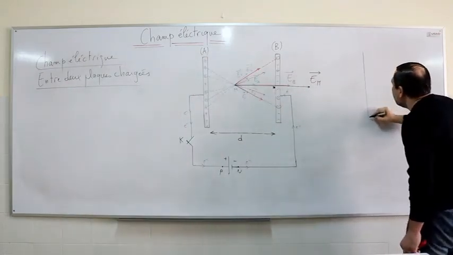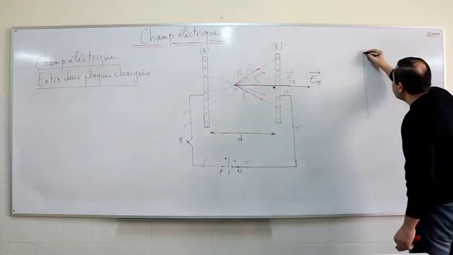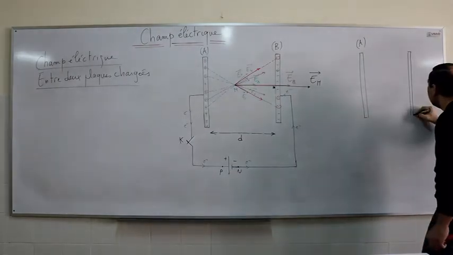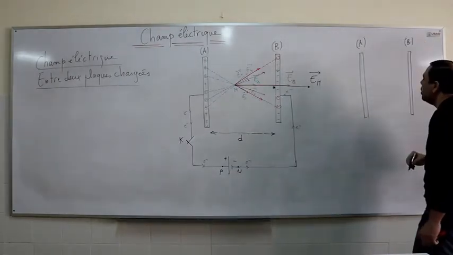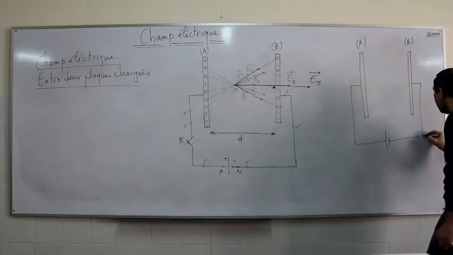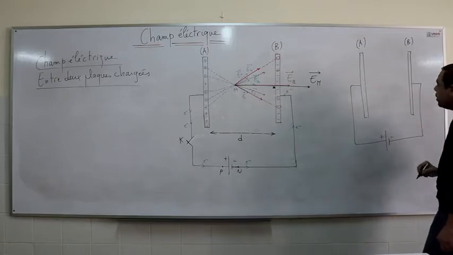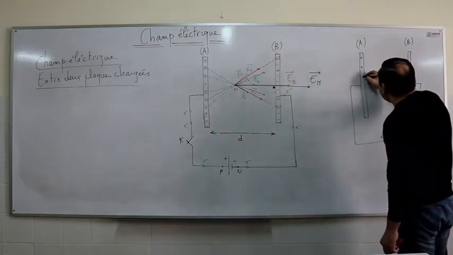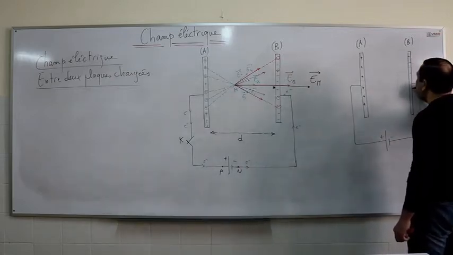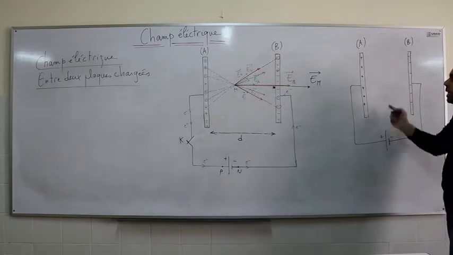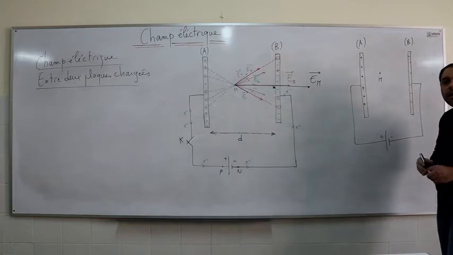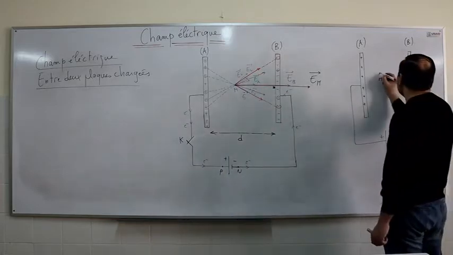Let's draw a clearer figure. This is plate A. This is plate B. These plates are subjected to a certain electric voltage. This voltage creates a positive charge on A and a negative charge on B. These plates create at a point M between them an electric field like this.